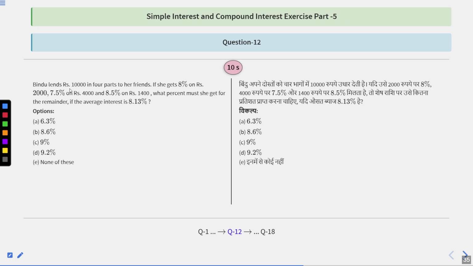Bindu lent rupees 10,000 in 4 parts to her friend. If she gets 8% on rupees 2,000, 7.5% on rupees 4,000 and 8.5% on 1,400, what percent must she get for the remainder if the average interest is 8.13%? You have 5 options and 10 seconds to analyze the question. Your time starts now.